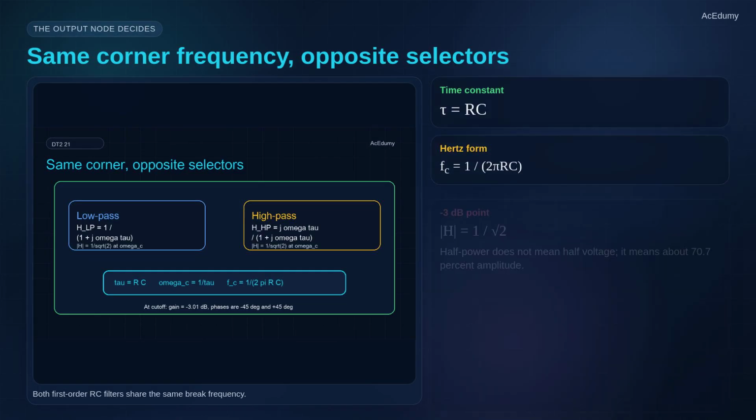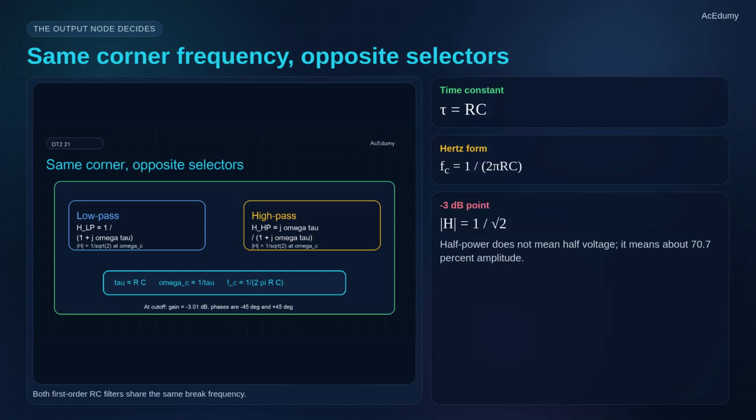Both circuits share the same time constant, tau equals RC. The corner angular frequency is omega c equals 1 over tau, and the ordinary cutoff frequency is fc equals 1 over 2 pi RC. At that corner, both magnitudes are 1 over square root of 2, which is -3.01 decibels. The low-pass phase is -45 degrees, while the high-pass phase is +45 degrees.